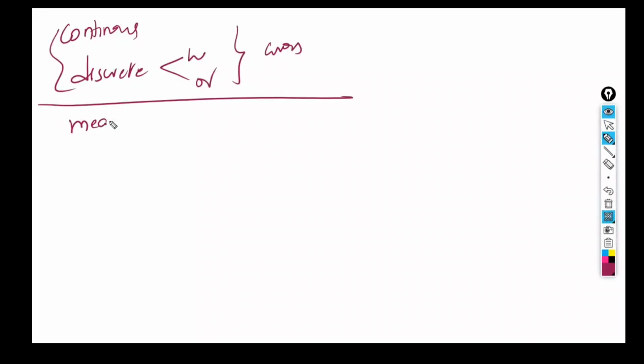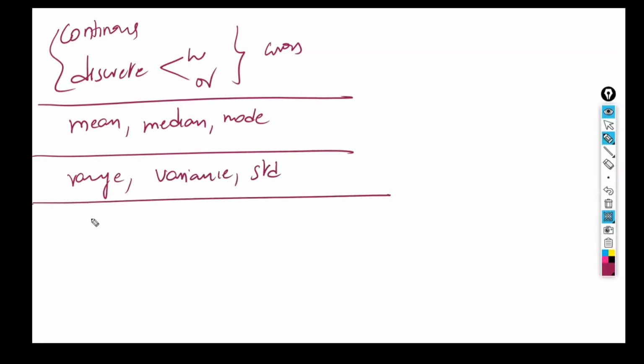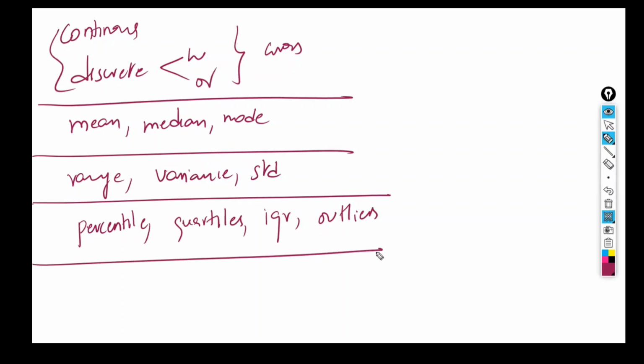Followed by mean, median and mode. Then followed by range, variance and standard deviation. Followed by that, we have calculated the percentiles and quartiles. Based on the quartiles, we have calculated the IQR, and based on the IQR, we have designed the box plot and calculated the outlier values. Calculation of outliers was done.